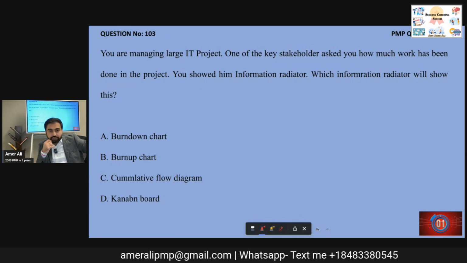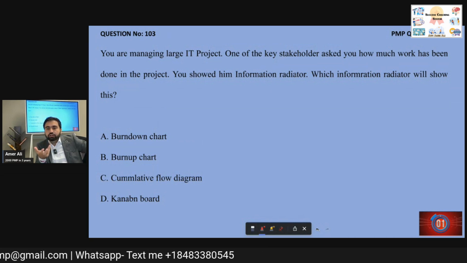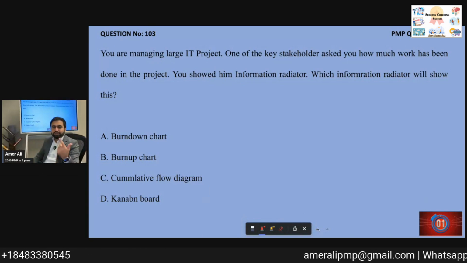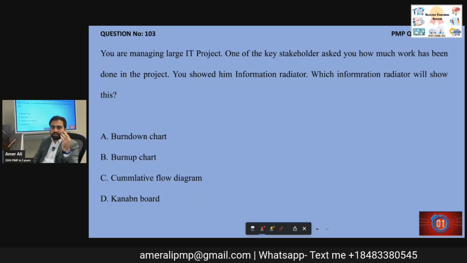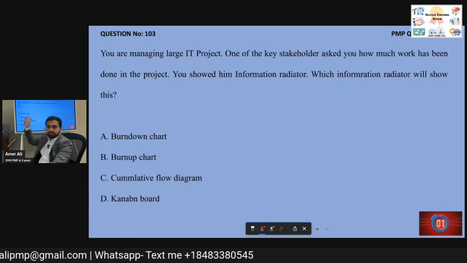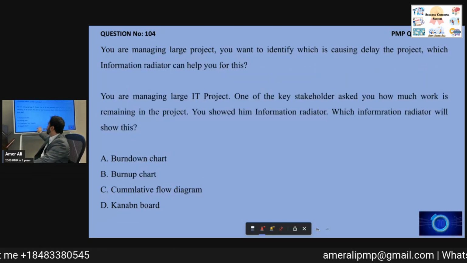You are managing an IT project, one of the stakeholders asks you how much work has been done. Now we are talking about how much is done. Okay. Asad, A and B, why are you giving A and B answers? When we talk about how much work has been done, so burn up chart. How much work has been done? The right answer would be burn up chart, B answer.